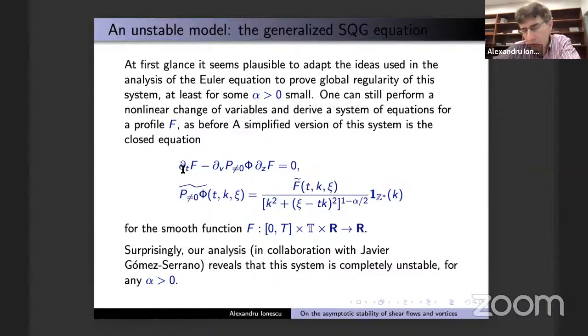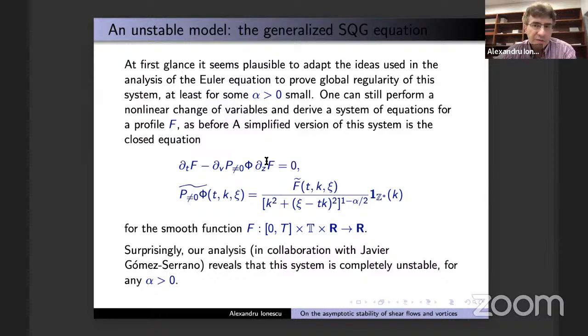A simplified version of the system is dtf minus, this would be the reaction term, dv times phi times dzf equals zero, and phi is obtained in terms of f in the Fourier space by dividing by this denominator that we've seen also in the quiet flow for the Euler equation. And so this looks like a simple system.